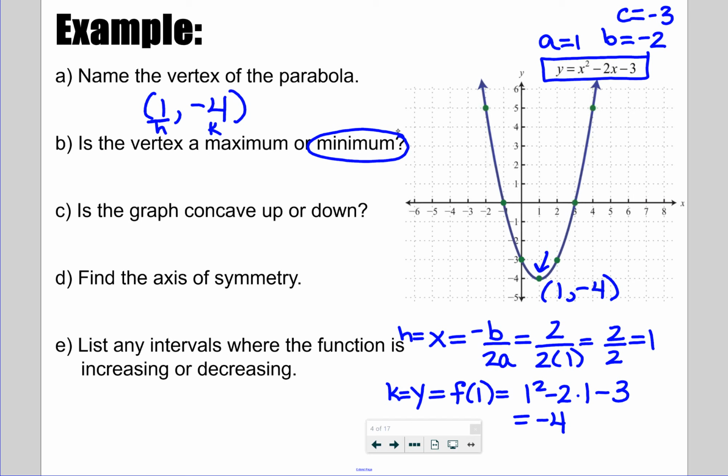Then we want to know if the graph is concave up or concave down. You can see that this parabola is opening up. Think of it like a cup. I remember a cup opens up, so that is concave up.